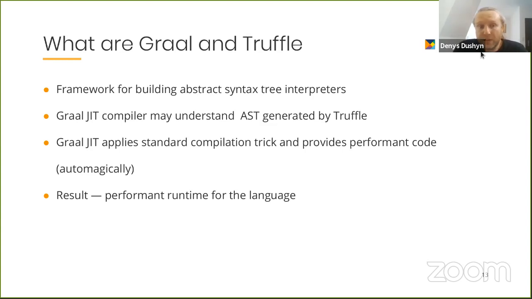Some optimizations will be applied in the abstract syntax tree or by the Graal just-in-time compiler, and the JIT will provide performant code, and it will be done automatically, or as I wrote here, automagically. So as a result, when we have these two building blocks, the Graal just-in-time compiler and the Truffle framework, it's possible to write just an abstract syntax tree interpreter, and you will automatically have a performant runtime for the language.